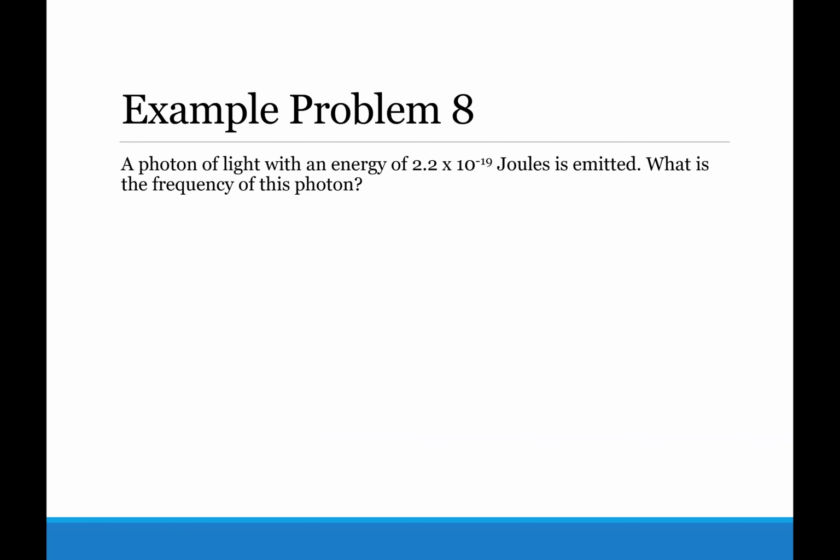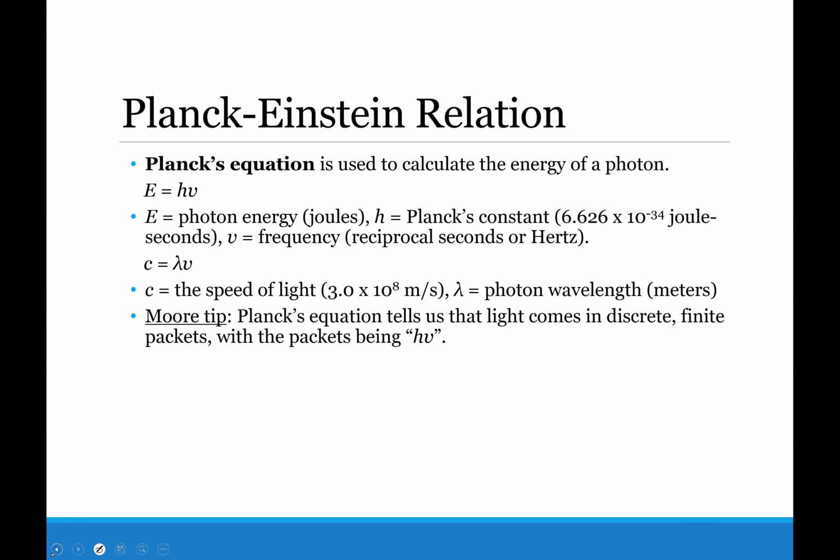Example problem 8 reads, a photon of light with an energy of 2.2 times 10 to the minus 19 joules is emitted. What is the frequency of this photon? So for these problems, there are two equations that you can use. You can either use E equals h times v, or c equals wavelength times v.